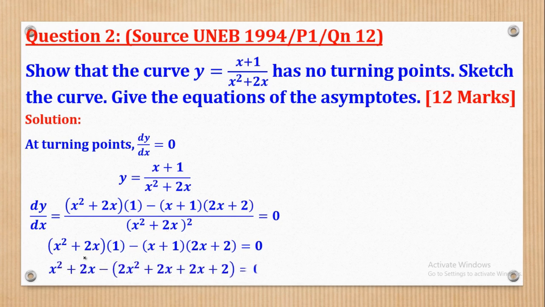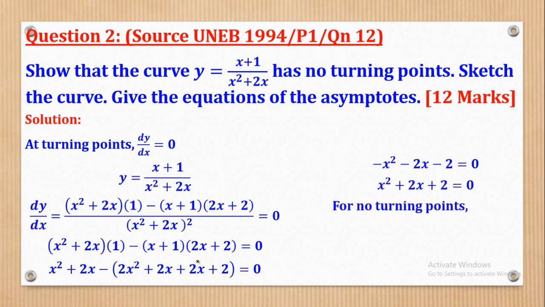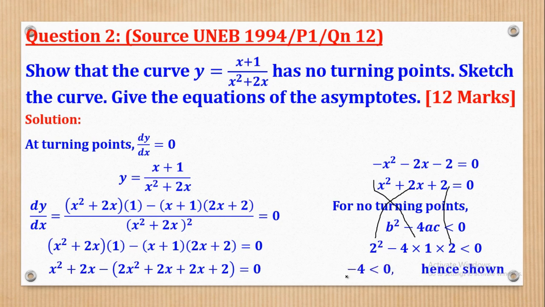Then open brackets, for this is that, and for this is that. Then collect like terms for the entire expression and try to reduce to get a quadratic equation. Then remember the condition that for no turning points, b squared minus 4ac is less than 0. Substitute for b, substitute for a, which is 1 here, substitute for c, which is 2. Then negative 4 is less than 0, which is true, and so you have shown.